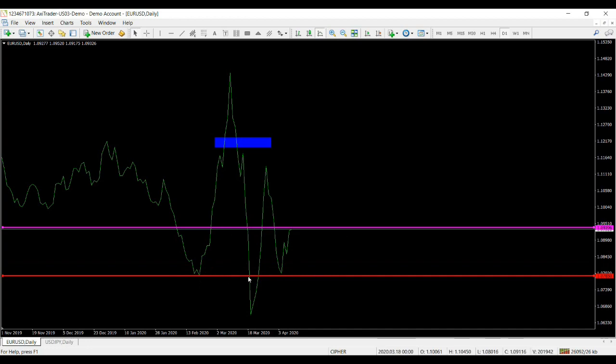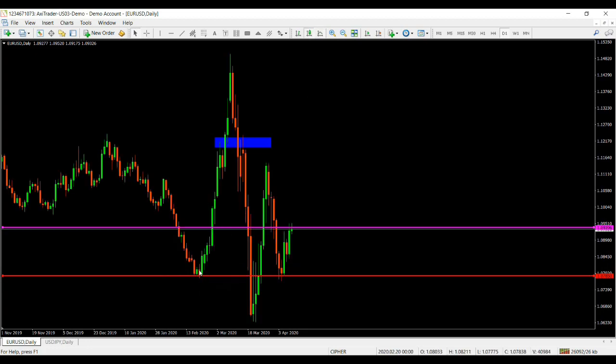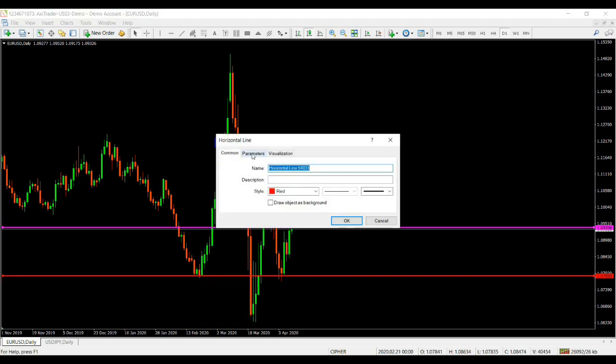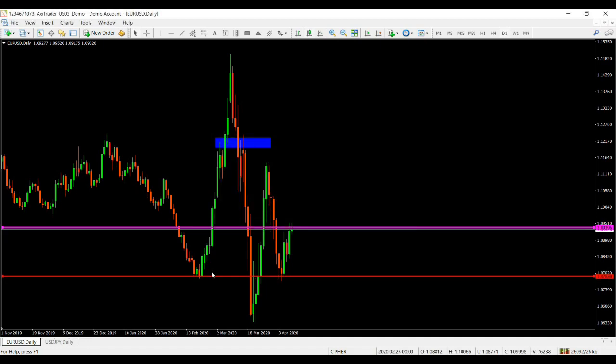Okay, if you are not sure how to do that, see here 1.07850, it's not the exact price. If you're not sure, you just place your mouse on the top of the candle. It will show you the exact closing price, okay, which is 1.07838. That is the closing price, 1.07838. You can change that and place it perfectly.